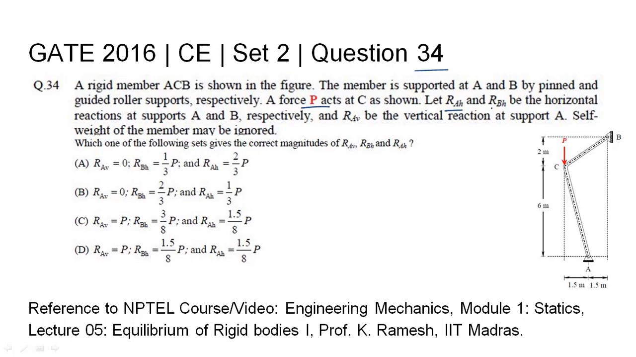Let RAH and RBH be the horizontal reactions at support A and B respectively, and RAV be the vertical reaction at support A. Self-weight of the member may be ignored. Which one of the following sets gives the correct magnitudes of RAV, RBH and RAH? The relevant NPTEL reference has been mentioned.